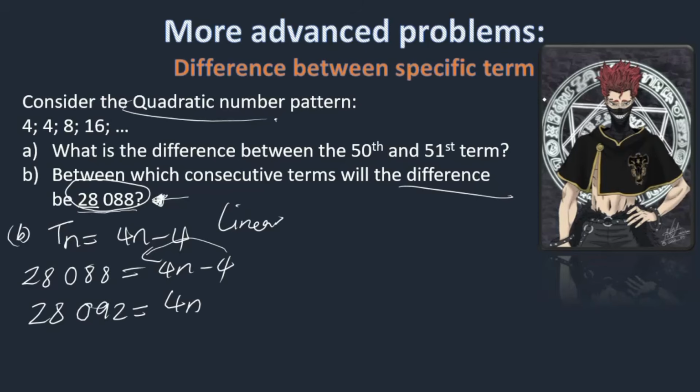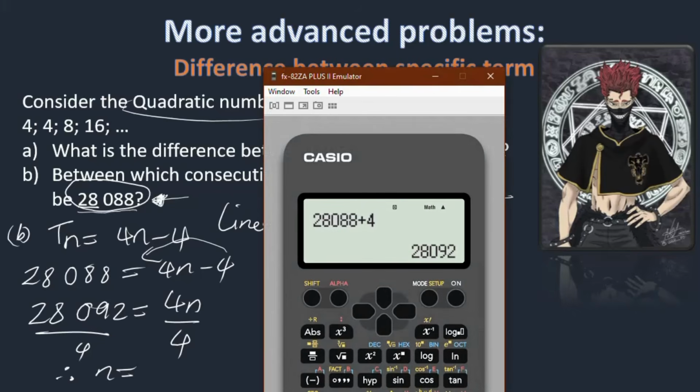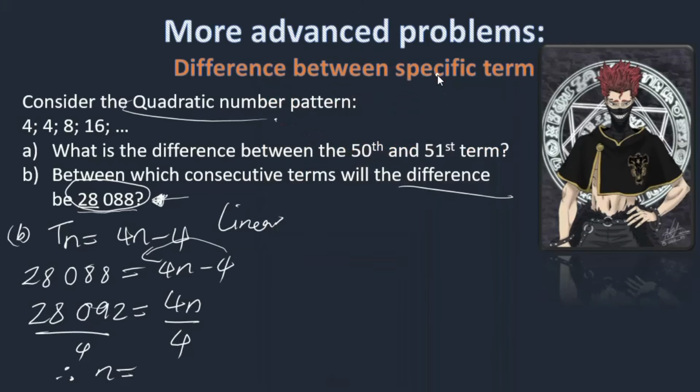So now what happens here? Now I solve for n. When I solve for n, I divide this side by 4 and I divide this side by 4. Therefore, my n will be equals to, take this answer, divide by 4. 7023. Bear in mind, n cannot be negative and n cannot be a fraction, right? So 7023.